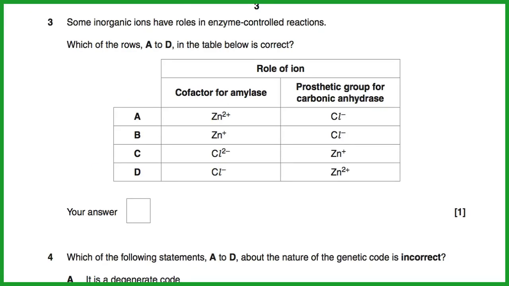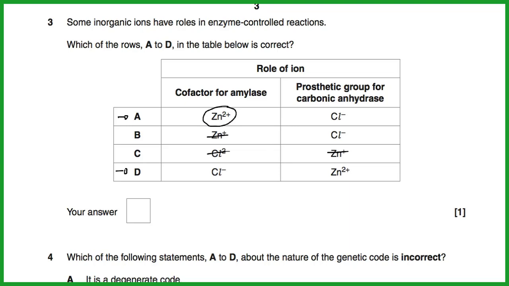So some inorganic ions have roles in enzyme control reactions. Which of the rows A to D is correct? So the first thing is you can exclude the ions which are incorrect. So zinc, remember, forms a 2+ ion, not a 1+, so you can exclude that, and you can exclude the chloride ions because that forms a 1- ion. So this leaves us with the options of D or A.